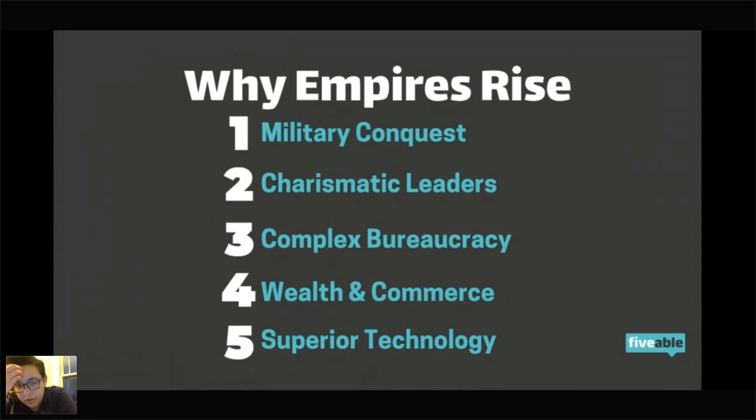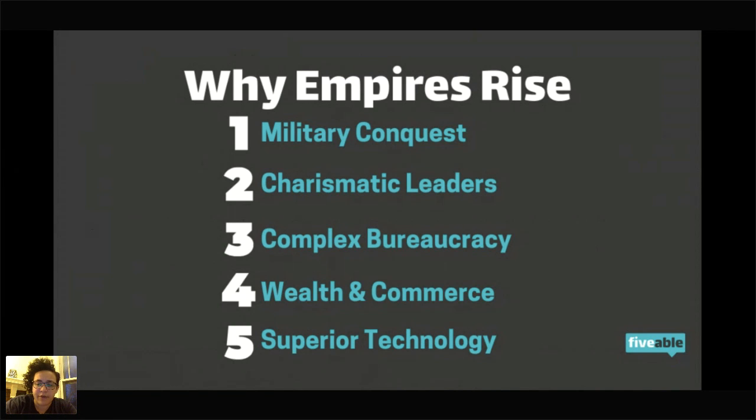Then you have wealth and commerce. You have to have a lot of money to have an empire. It costs a lot. So in order to get that, you need really strong trade routes, right? You have to have the connection to other empires. And then finally, you have to have better technology than other people, potentially through the weapons that you have or the things that you're able to build in terms of transportation, trade, things like that. So you've got to have superior technology.